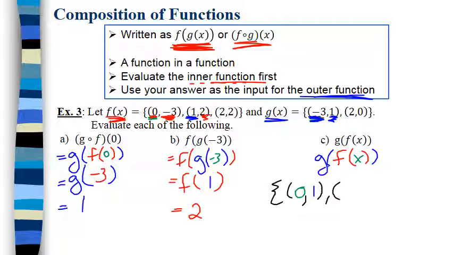If we put in 1 to the f function, so if our input is 1 in the f function, then our output is 2. And if we put 2 into the g function, we get 0 out. So our output of g of f of x is going to be 0. And then the last input is 2. If we put 2 into the f function, we get 2 out. And when we put 2 into the g function, we get 0 out. So when we put in 2, we get out 0. And so our last coordinate pair is 2, 0.